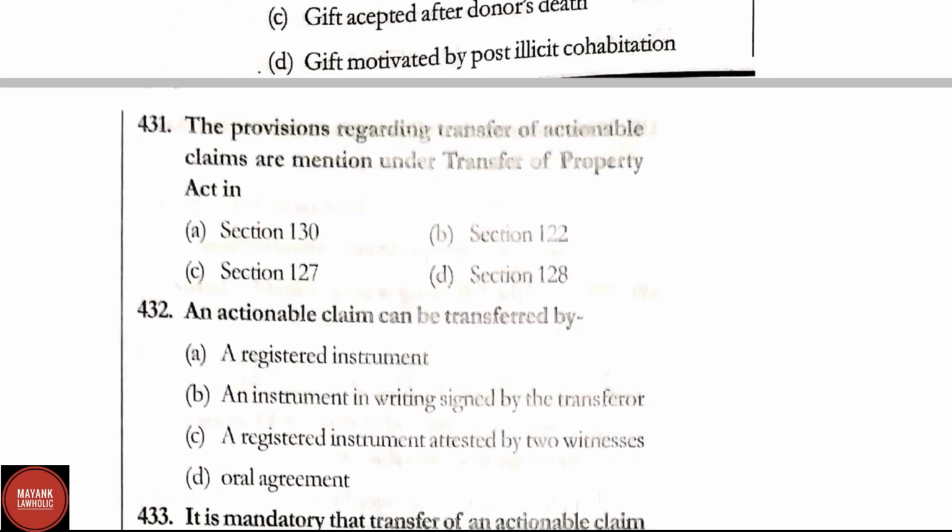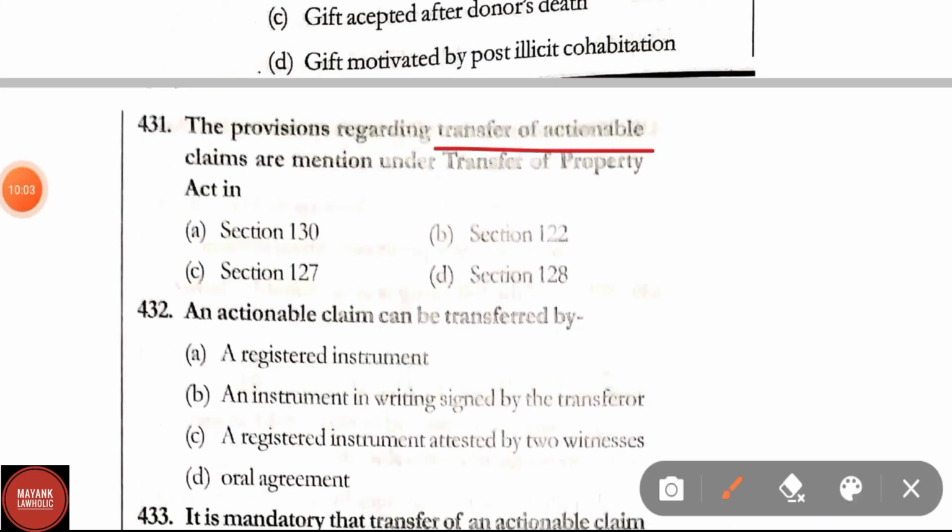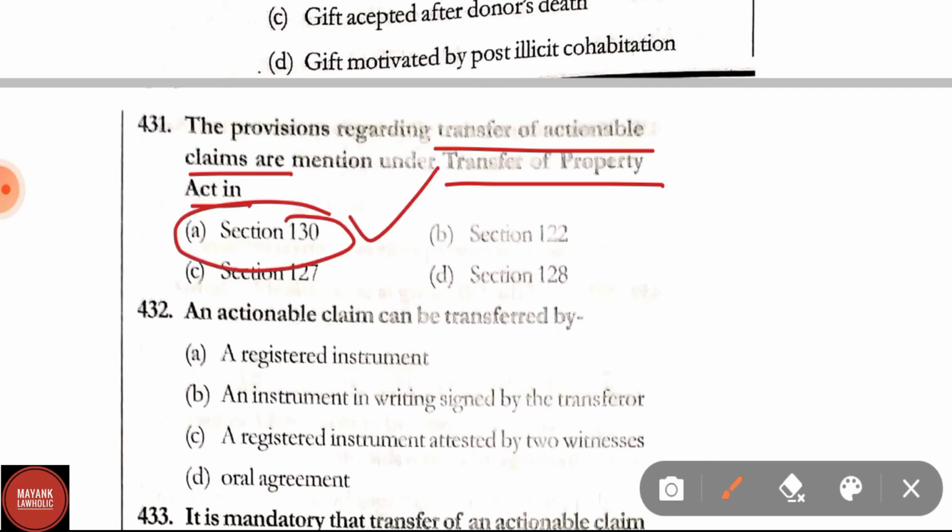Question number 431. The provisions regarding the transfer of actionable claims are mentioned under the Transfer of Property Act in section 130, section 122, section 127, section 128. Correct answer is option A, that is section 130.